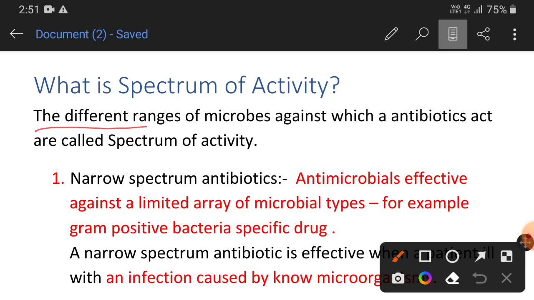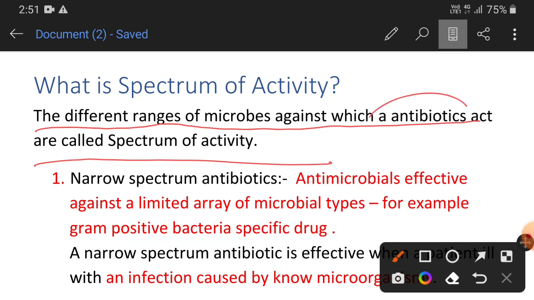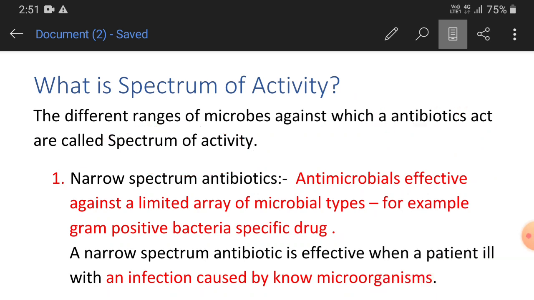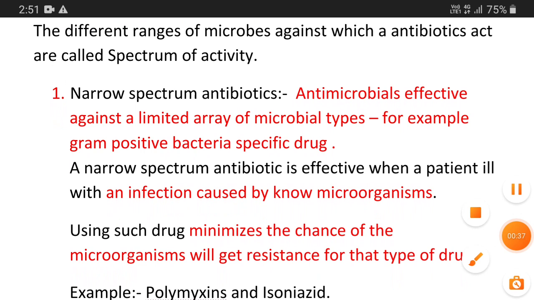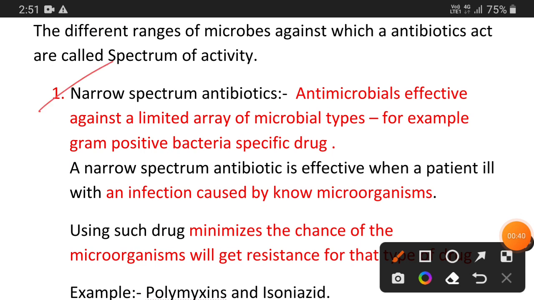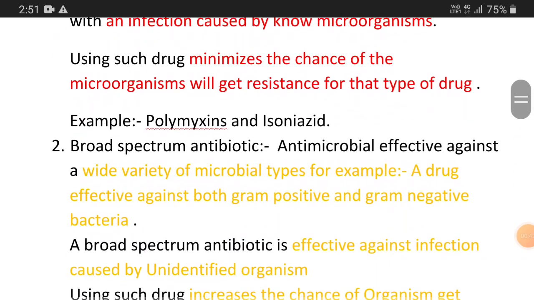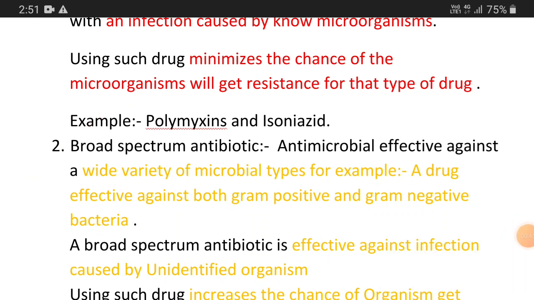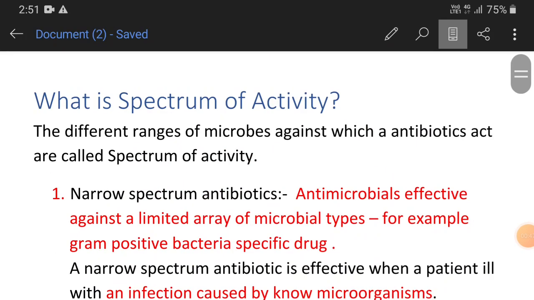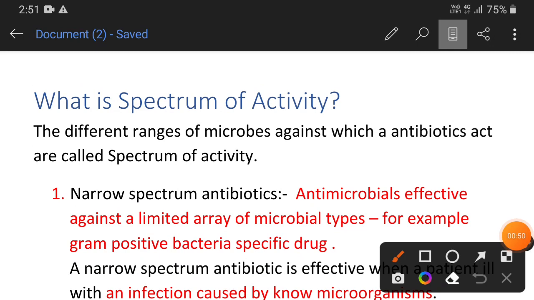The different ranges of microbes against which an antibacterial agent or antibiotic acts are called the spectrum of activity. This spectrum of activity can be divided into two parts: one is narrow spectrum antibiotic, another one is broad spectrum antibiotic. So let's understand the concept of narrow spectrum antibiotic and broad spectrum antibiotic.